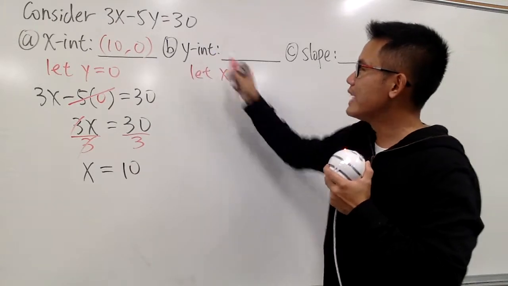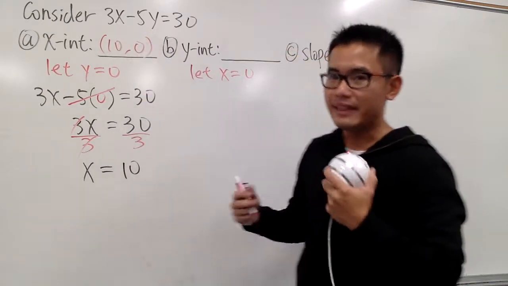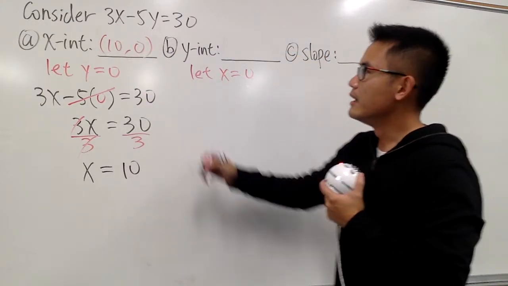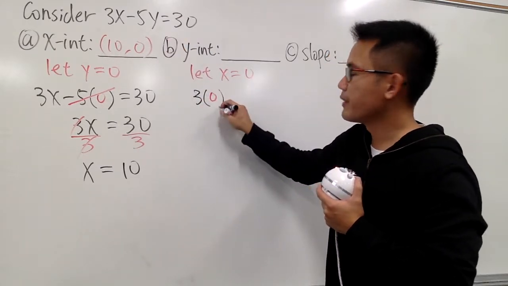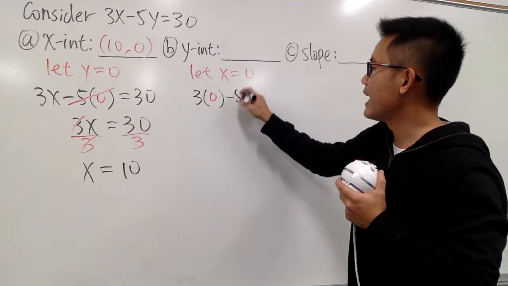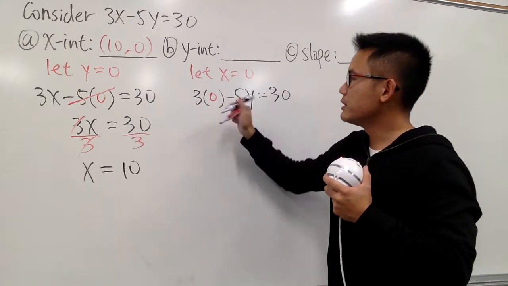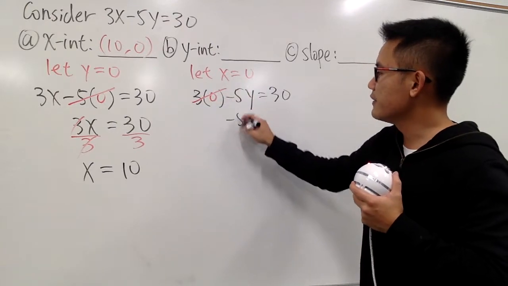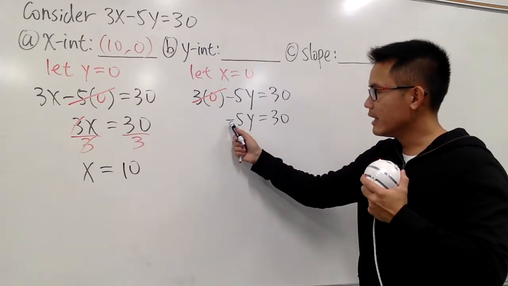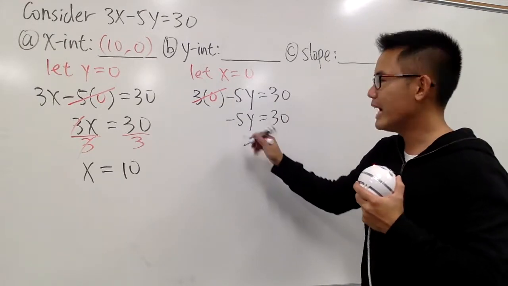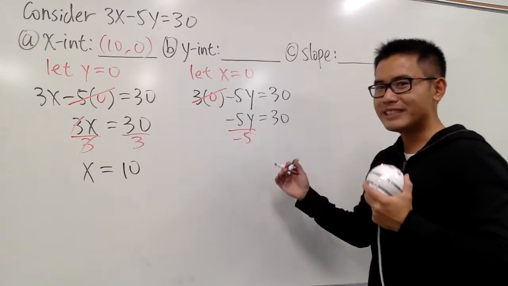Once again, for the y-intercept, we have to let x equal to 0, plug in 0 into this x, and then solve for y. Here we have 3 times the x, which is now 0. And we will have the minus 5y, and that's equal to 30. 3 times 0 is 0, and this is negative 5y, and that's equal to 30. This means what? Negative 5 times y. We have to do what? Divide. Divide by what? Negative 5. Do the same thing on both sides, right?